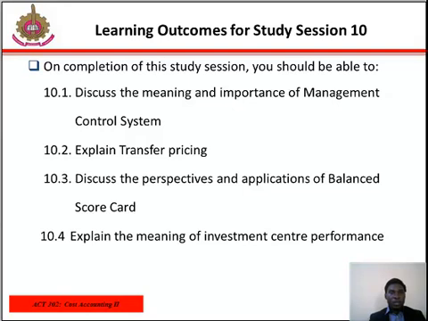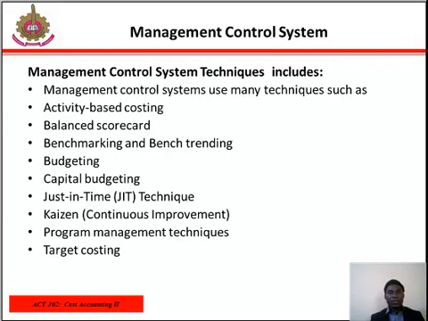Learning outcome for Study Section 10. On completion of this, students should be able to discuss the meaning and the importance of management control system, explain transfer pricing, discuss the perspective and application of balanced scorecard, and explain the meaning of investment center performance.